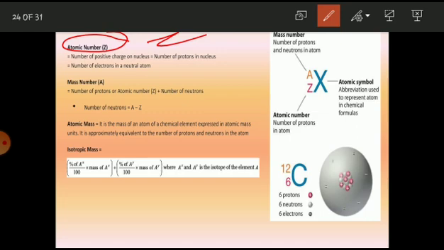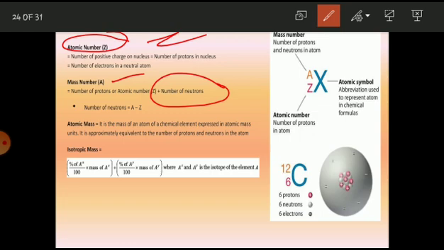Fine. Okay, the next one is a mass number denoted by symbol capital A. The mass number is nothing but the number of protons plus number of neutrons. The mass number is equal to the number of protons plus number of neutrons. By using this formula, we can also find out the number of neutrons is equal to A minus Z, that is mass number minus atomic number. Right?